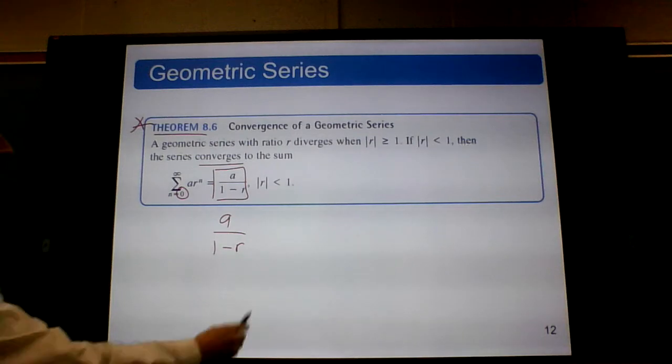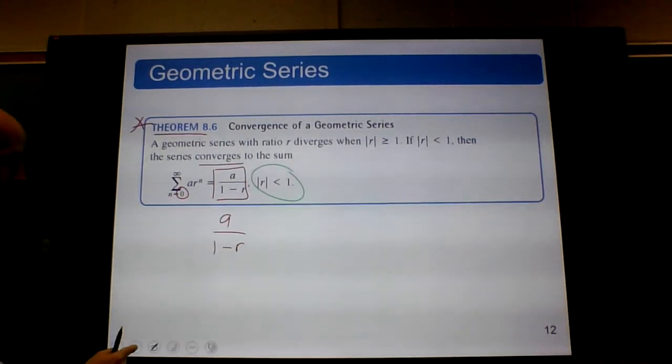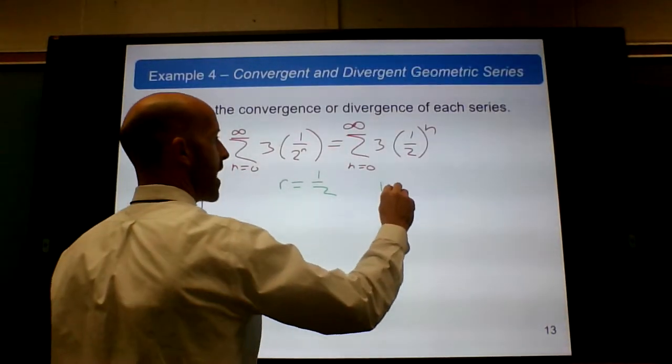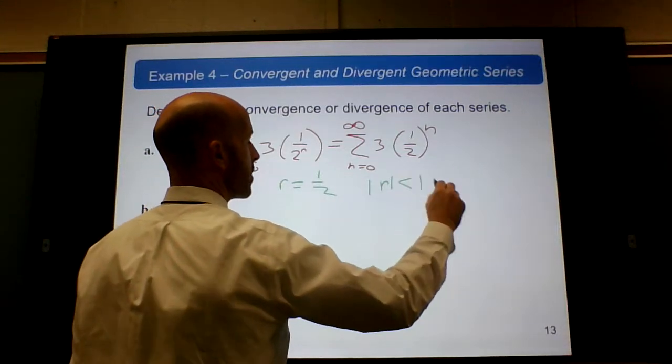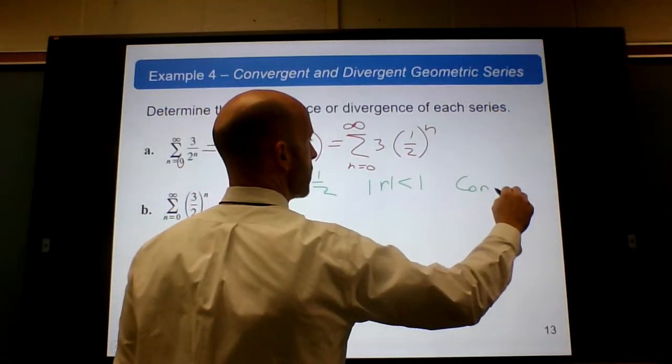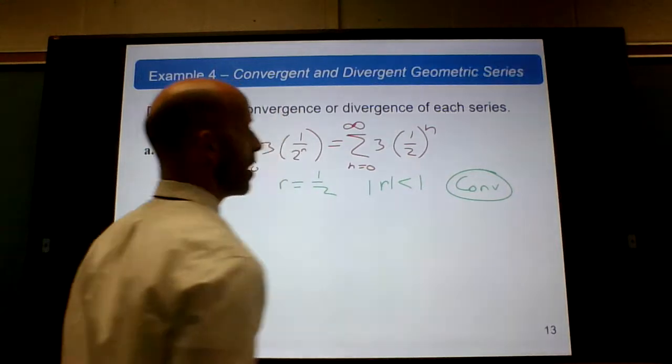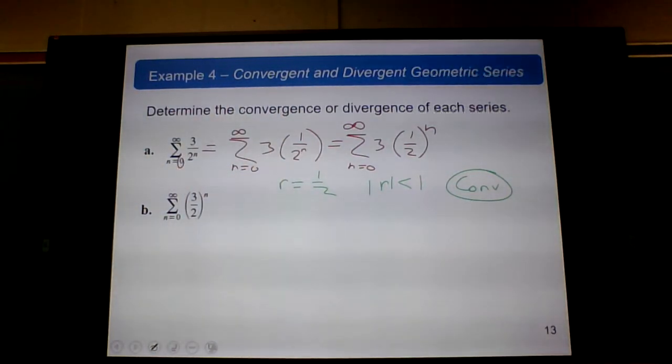And by the way, the absolute value of 1/2 is less than 1. So then the absolute value of r is less than 1. So therefore, we can conclude that this converges. We know that this is going to converge. And that's all it asks us to do, is to figure out the convergence.